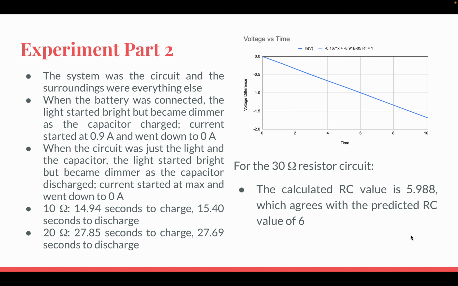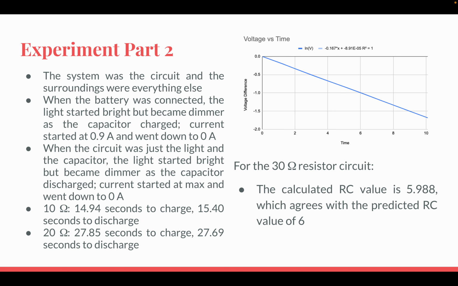So, experiment part 2. The system was the circuit and the surroundings were everything else. When the battery was connected, the light started bright but became dimmer as the capacitor charged, and the current started at 0.9 amps and went down to 0 amps. When the circuit was just the light and the capacitor, the light started bright but became dimmer as the capacitor discharged, and the current started at the max and went down to 0 amps as it discharged.